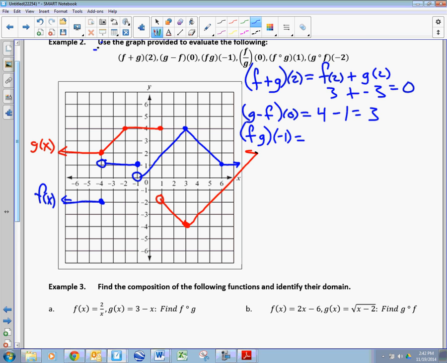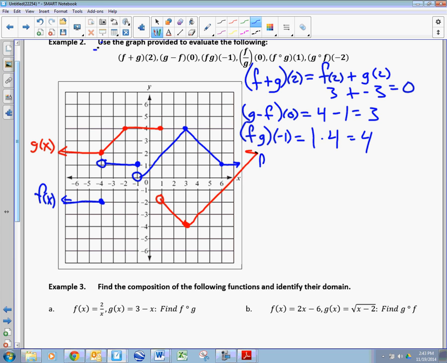And part of the reason why I really like these problems is it expects that you understand the notation, and it doesn't give you any function rules like x squared plus 2x. That stuff you guys are so used to. This requires a conceptual understanding, a graphical approach. So f times g of negative 1. What's f of negative 1? F of negative 1 is 1 times, what's g of negative 1? 4. 1 times 4 is 4.